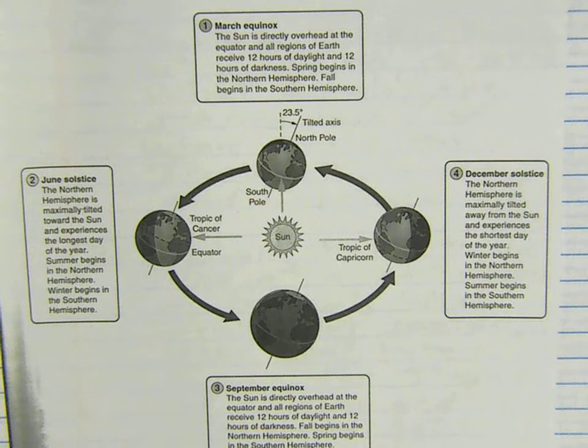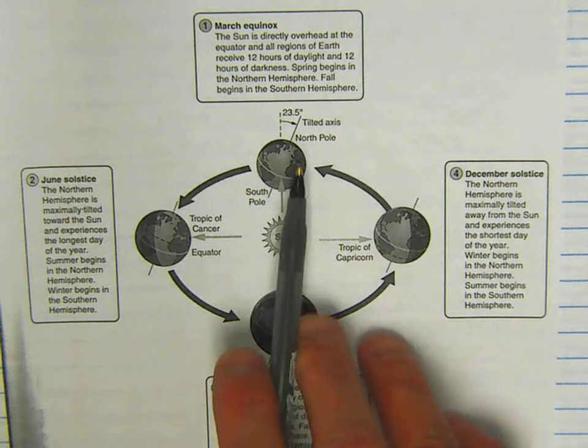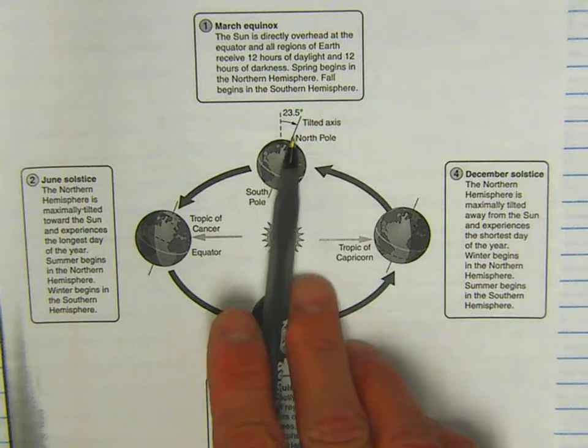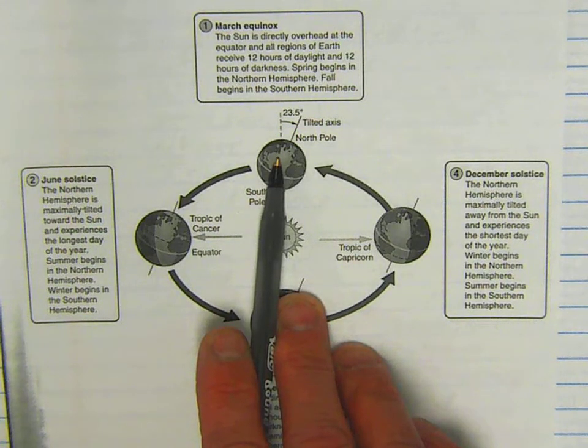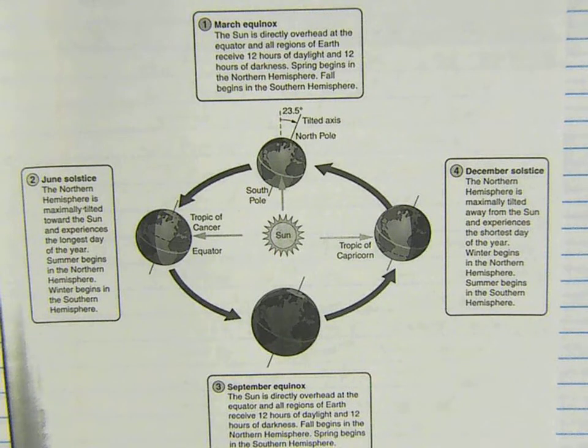You can see the Earth in its orbit here, rotating. It rotates on its axis and it revolves around the Sun. And the key part here is the fact that the Earth is tilted, it has a tilted axis. It's on a 23.5 degree angle off its axis. It does not stand up straight, if you will, in its orbit.